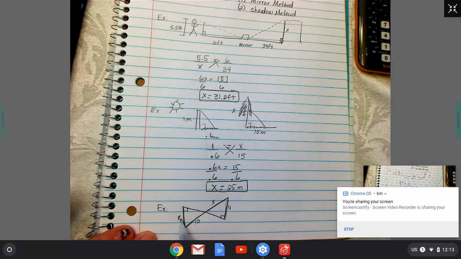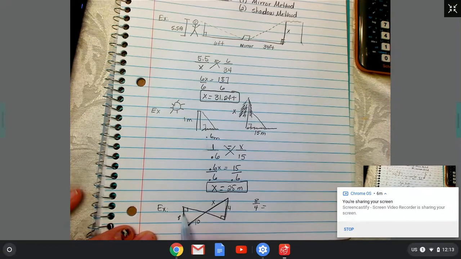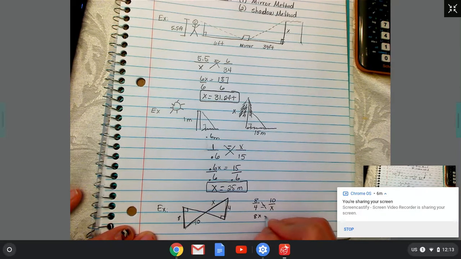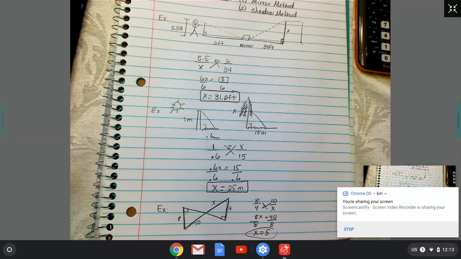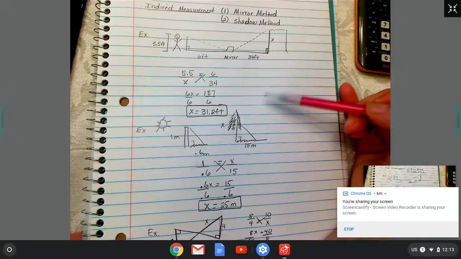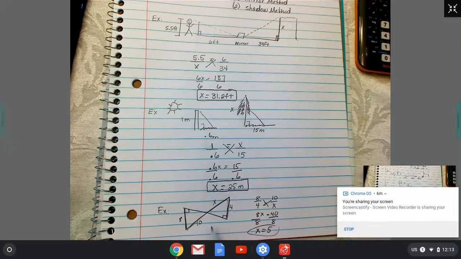So I could do 8 over 4, going from left to right, equals 10 over x, and then cross multiply. 8x equals 40, divide by 8, x equals 5. So they don't necessarily have to be a word problem using these indirect measurements. It could also just be given to you as two right triangles or two similar triangles that they tell you are similar, and you pair up what goes together.